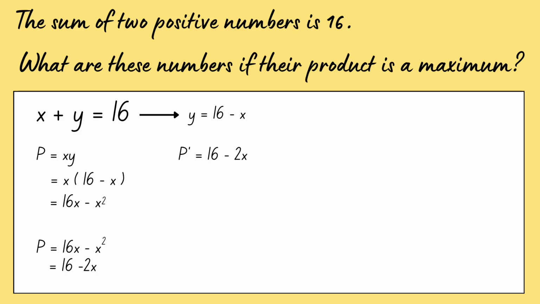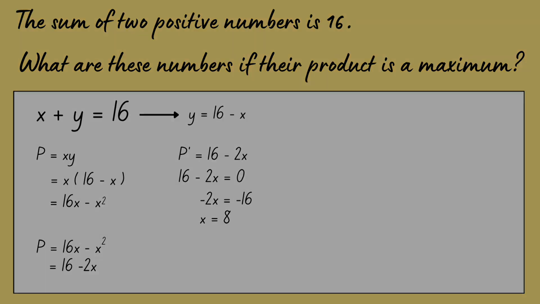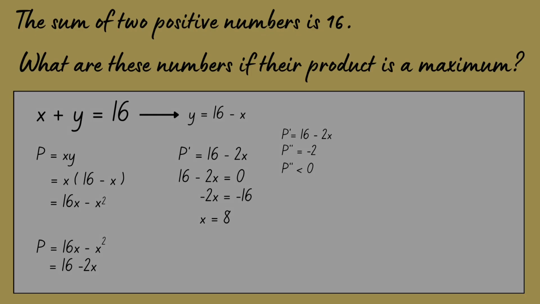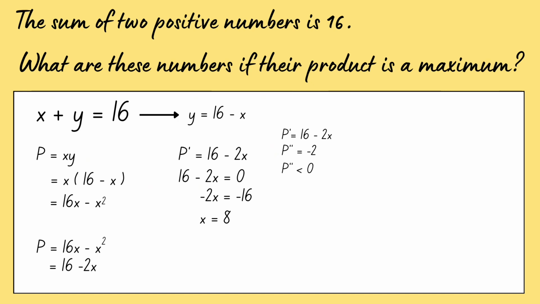Let's find the first derivative: 16 minus 2x. Set the first derivative equal to 0. So 16 minus 2x is equal to 0. Negative 2x equals negative 16. Divide both sides by negative 2. So x is equal to positive 8. Next is to do the second derivative test. Our first derivative is 16 minus 2x, and the second derivative will become negative 2. Since the second derivative is negative, that means less than 0, so our maximum value occurs at x equal to positive 8.